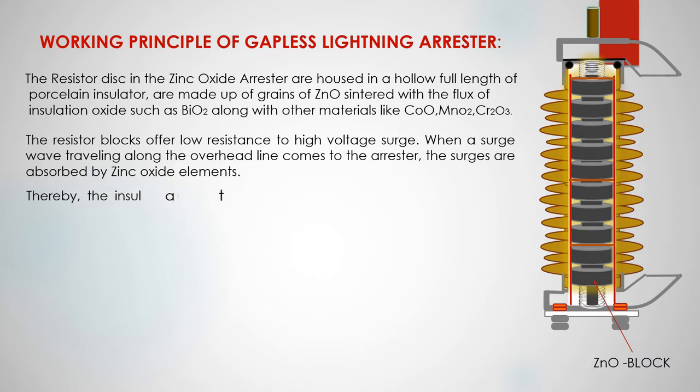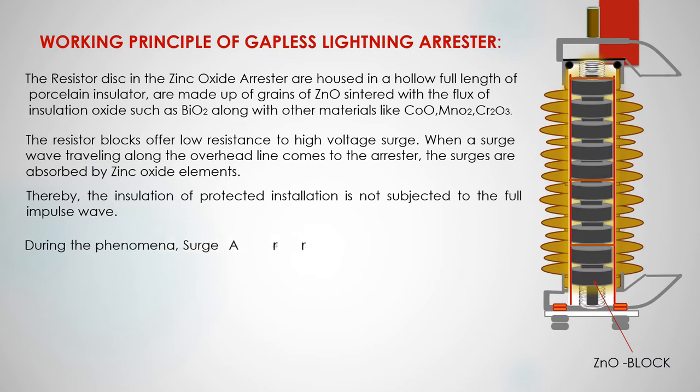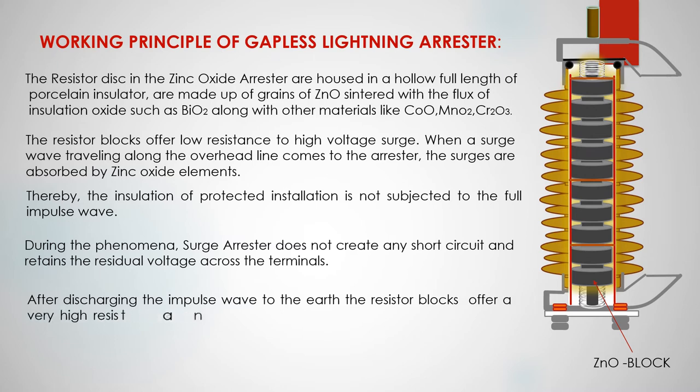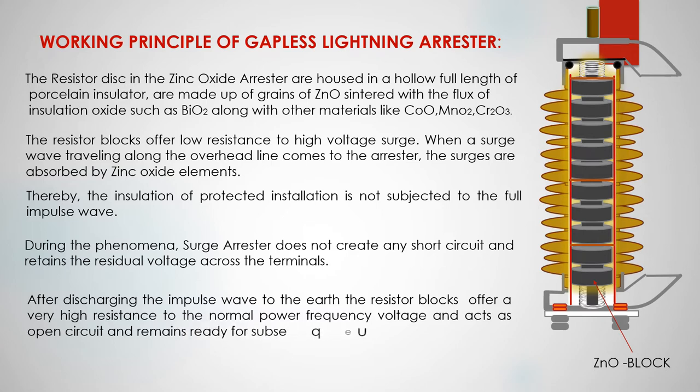Thereby, the insulation of the protected installation is not subjected to the full impulse wave. During the phenomena, the surge arrestor does not create any short circuit and retains the residual voltage across the terminals. After discharging the impulse wave to earth, the resistor blocks offer a very high resistance to the normal power frequency voltage, act as an open circuit, and remain ready for subsequent surge suppression.